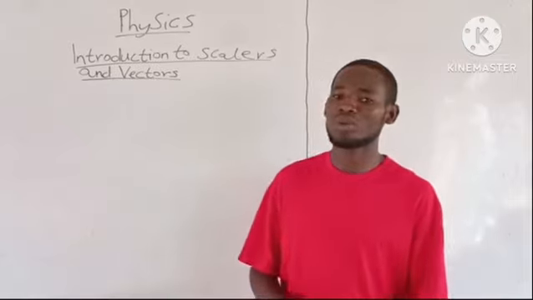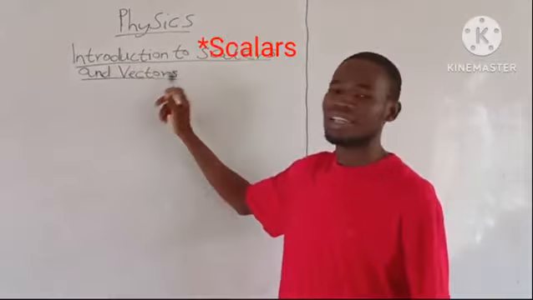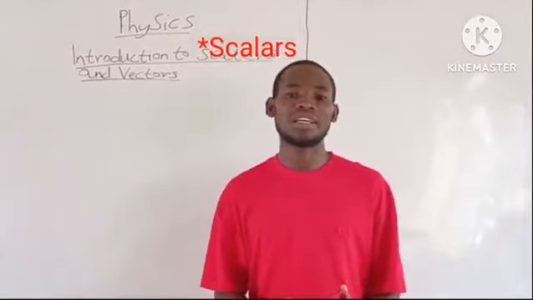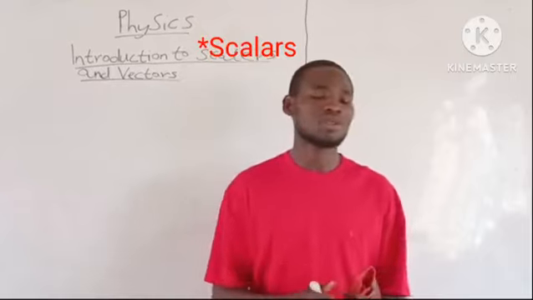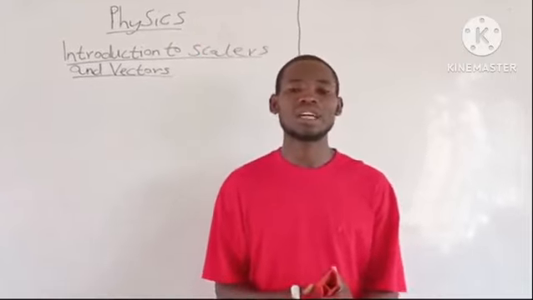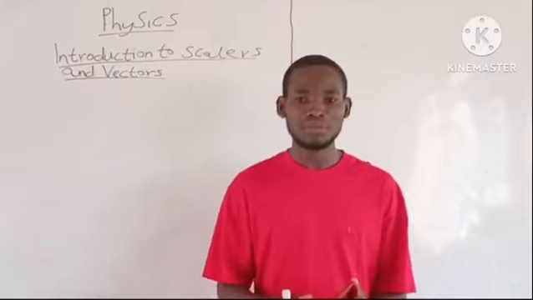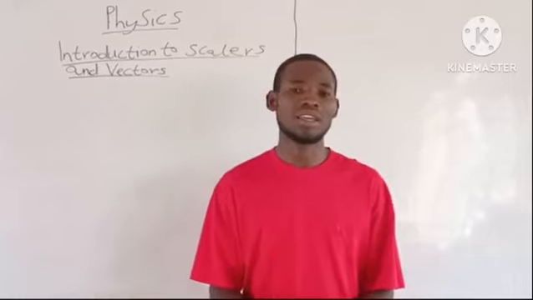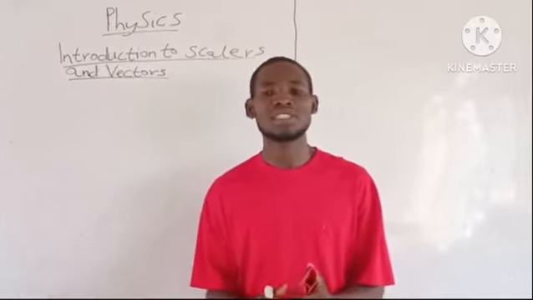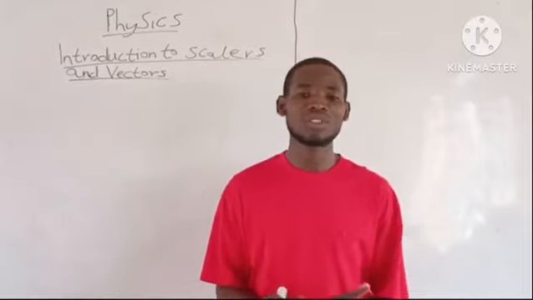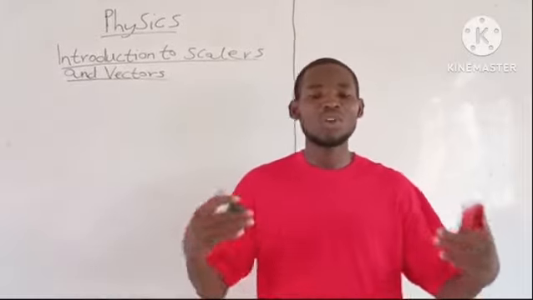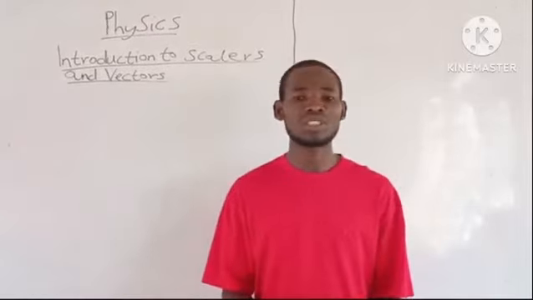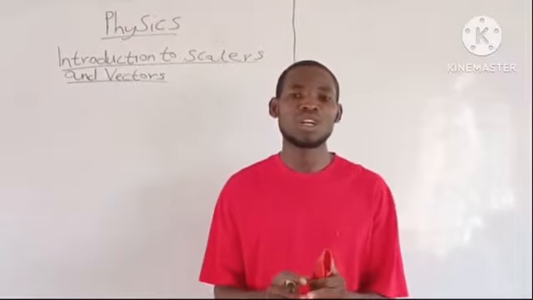In today's topic, we're talking about scalars and vectors. In our last class, we talked about physical quantities and how they are measured, and we talked about the fundamental quantities and the derived quantities. Now, physical quantities are also classified into two again. We have the scalar quantities and the vector quantities. Now, what do you mean by scalar quantities? Scalar quantities are those quantities that have only magnitude without direction.